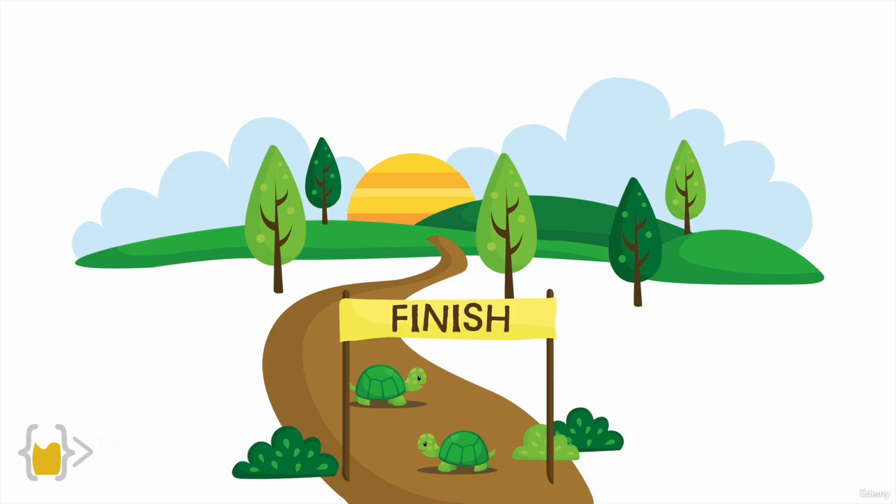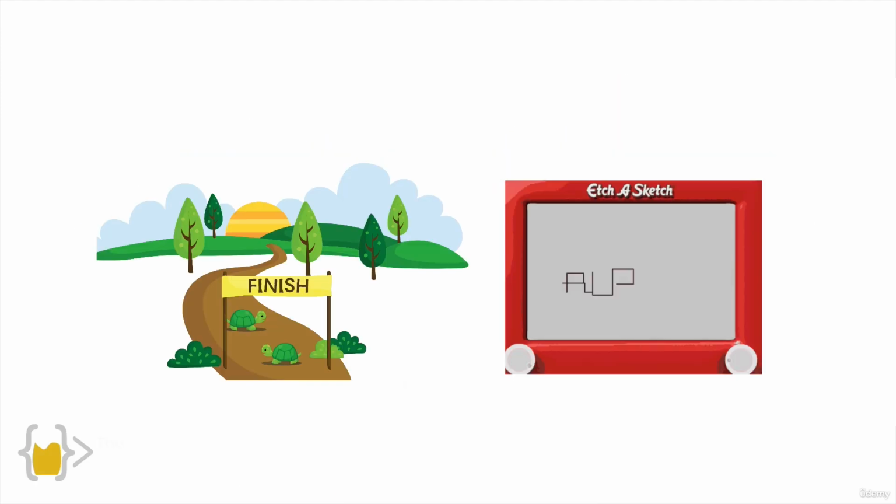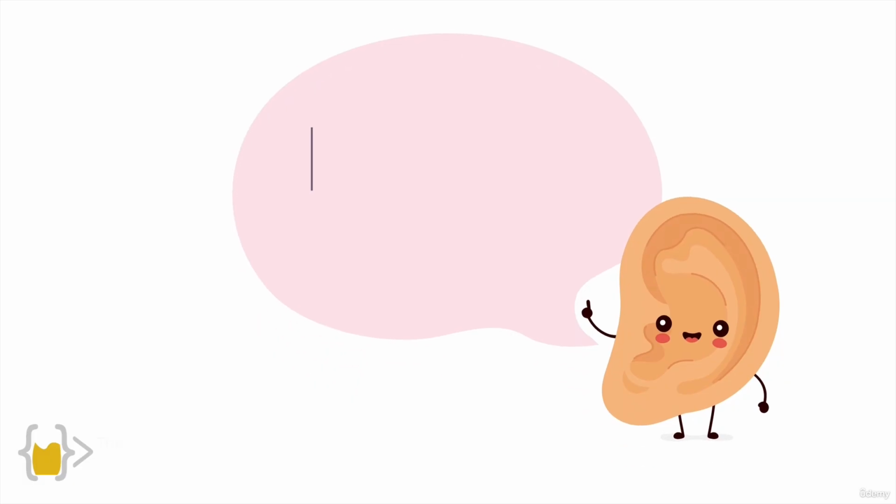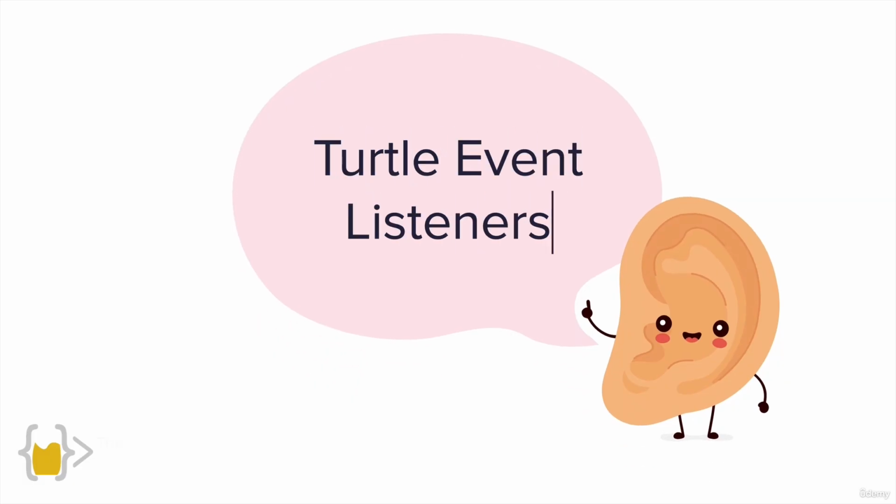Now, in order to be able to create a lot of the games that we've spoken about, we need a way of being able to listen to things the user does. Like when the user taps a specific key on the keyboard. And the code that allows us to do this are called event listeners.